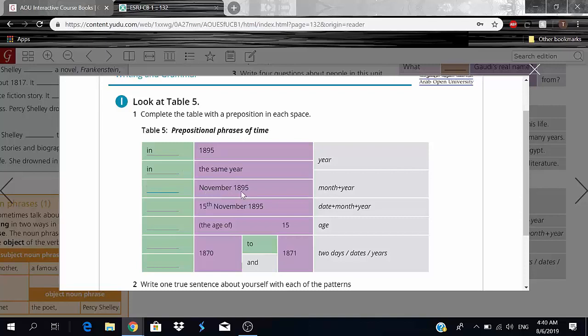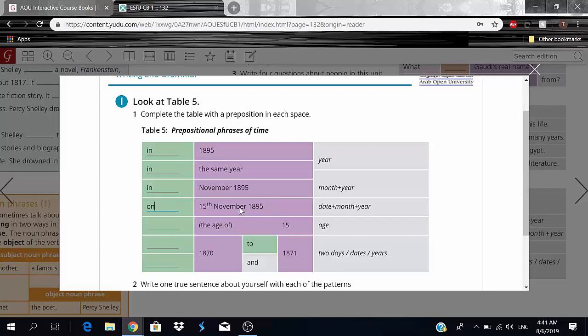So November 1895, month plus year, is also still in. Okay, so we use in with 1895, talking about the same year, and we use in if we have a month plus a year. Now check this out. When I add a specific day, 15th November 1895, I can say on. Okay, so on 15th November 1895.